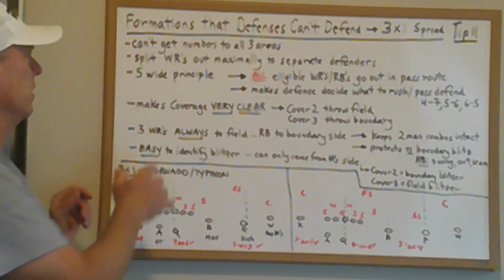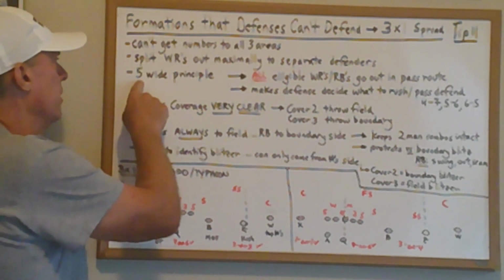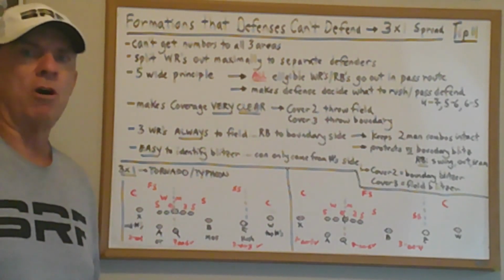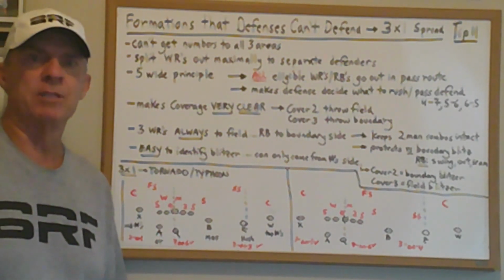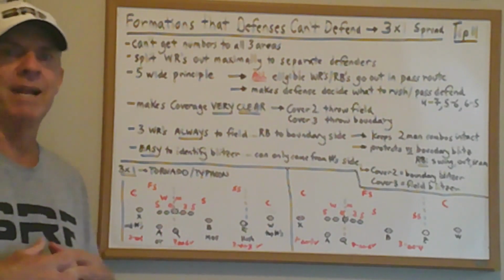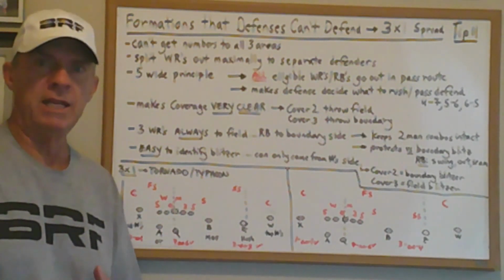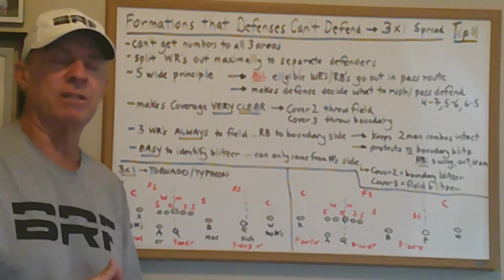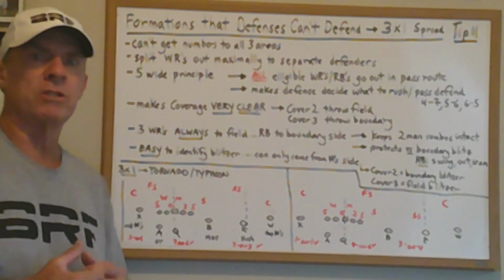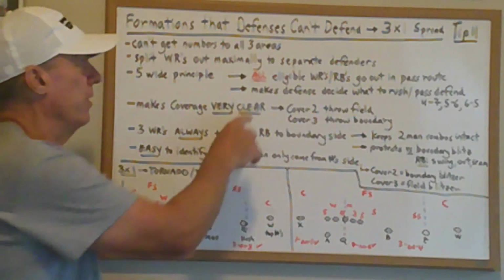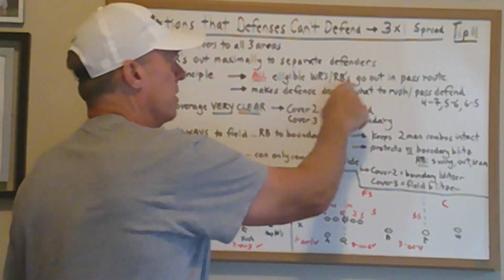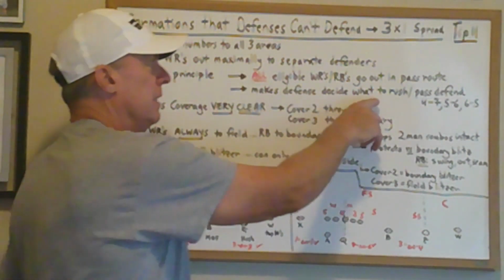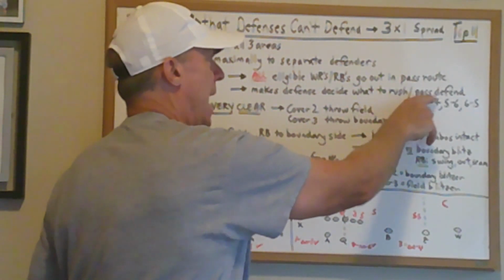Okay? The third reason is I use what I call my 5-wide principle. My offense I call the 5-wide, and the reason is that I send 5 receivers out every single time. I rarely have the running back pass protect. He might do that if we do play action, but the normal rule is every eligible receiver that I have, receivers and running backs, goes out in a pass route.